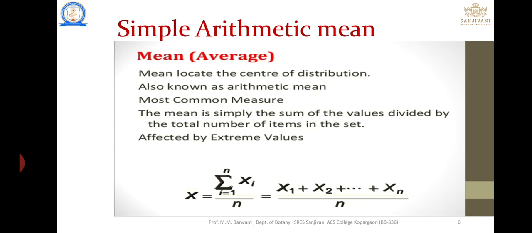Let's see the simple arithmetic mean. Mean is nothing but the average. Mean locates the central distribution, also known as arithmetic mean. The center of distribution of data is known as the mean. It is the most common central measure. The mean can simply be defined as the sum of all values divided by the total number of items of a set. Mean is represented by the summation of all observations, x1 plus x2 up to xn, divided by the number of items or number of observations.